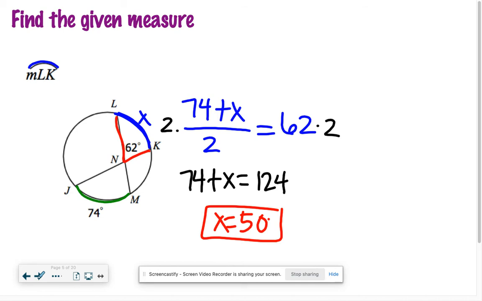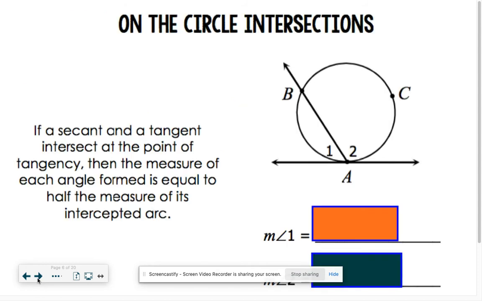Okay, let's try another scenario that could happen to you. What happens if you have a secant and a tangent line that intersect at the point of tangency? Then the measure of each angle formed is equal to half the measure of its intercepted arc. Let's make sure we're all on the same page here. Here's our secant line, right? It touches your circle in two spots, at B and A. Here's your tangent line. It touches your circle in one place, at A.